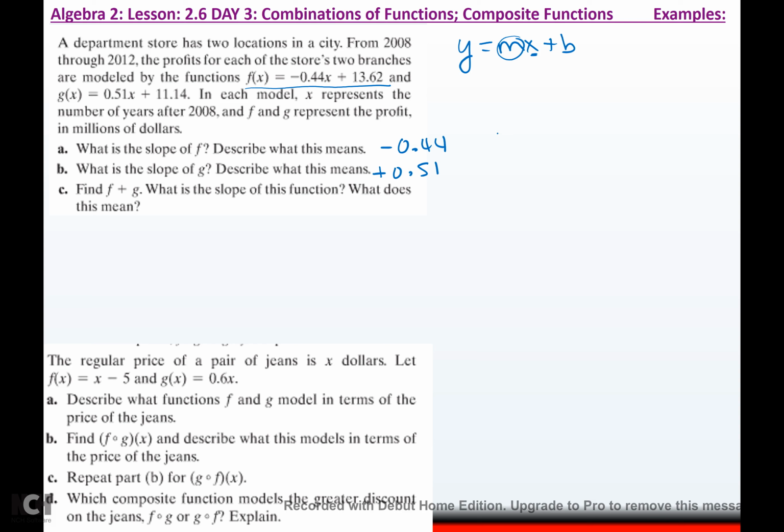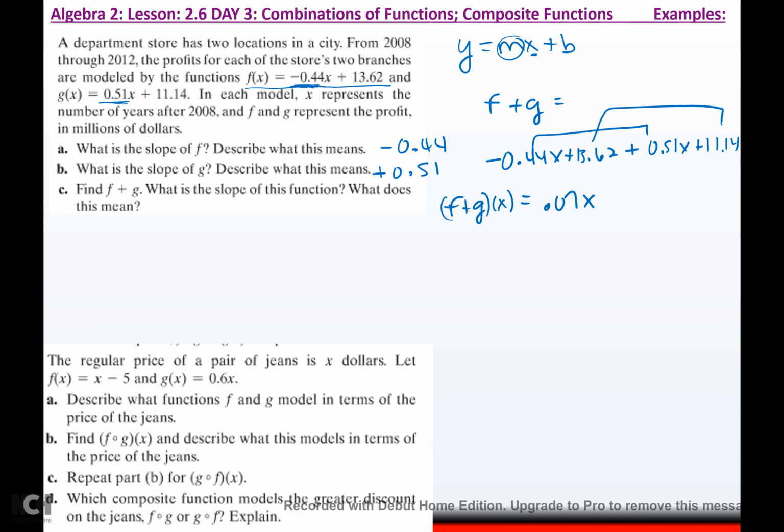Okay, well, you're looking at the functions that represent profit. So obviously f is losing profit and g is gaining profit. So what happens if we add f plus g? Well, I would take my f function, which is negative 0.44x plus 13.62, and add it to the g function, 0.51x plus 11.14, and then combine like terms. f plus g of x equals negative 0.44 plus 0.51, you get positive 0.07x. Combine constants, 13.62 plus 11.14, you get plus 24.76. So the slope of the sum is 0.07.